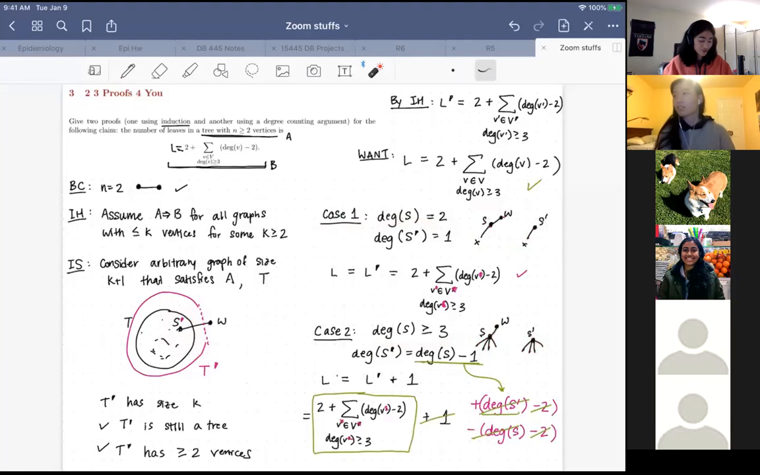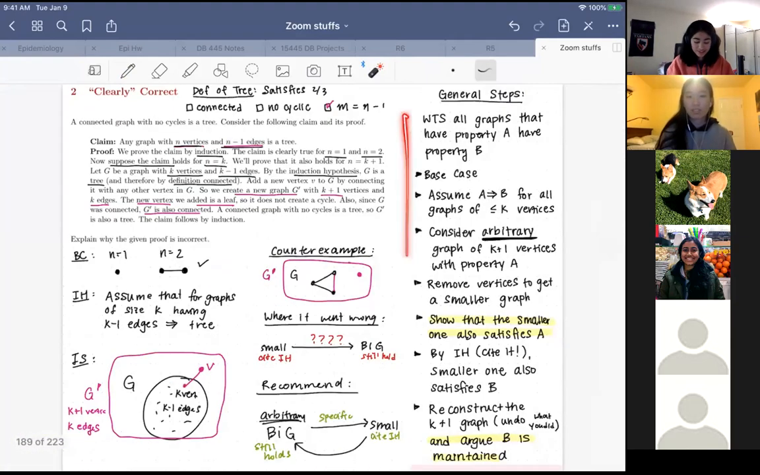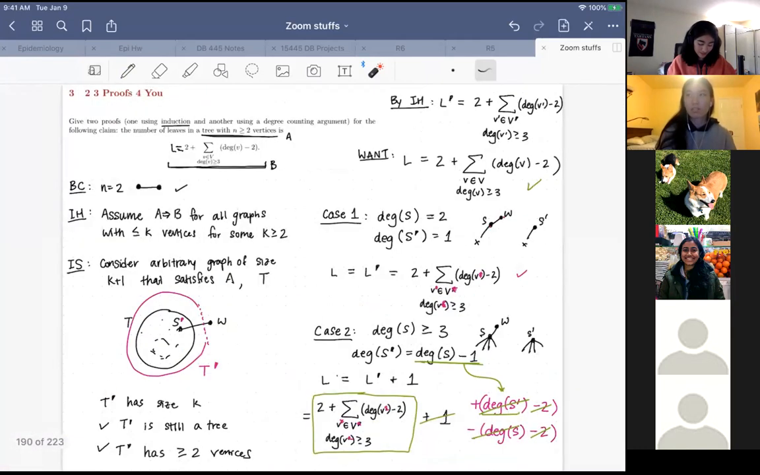Okay, so we're almost there, but all we did is the induction proof. Hopefully that made sense. Keep in mind the general steps we just went through: we started off with an arbitrary graph, we showed the smaller one satisfies A, then we cited the IH, and then we showed that the property was preserved. In other words, the property was that this summation holds, and even when you went back from T prime to T, the summation property was still preserved.